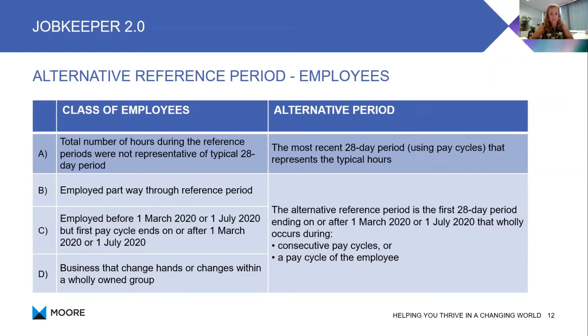You've got an alternate test and a business that changed hands. So there are some alternate reference periods if what you have when you test it is not representative. Maybe someone took a lot of leave without pay to help in the bushfires, and that's what these tests are designed to take into account.